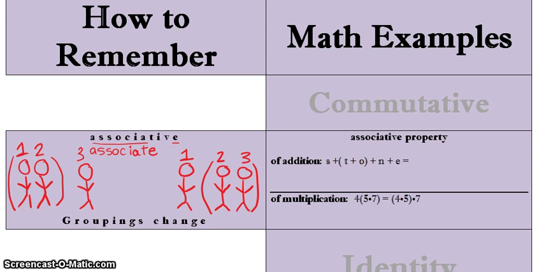Let's look at how this relates to math. The associative property says you can change who's grouped together around addition or around multiplication, and it won't affect your answer. So let's apply the associative property of addition to this. S plus T plus O plus N plus E. Notice right now T and O are grouped together. According to the associative property, the numbers need to stay in the same order, S plus T plus O plus N plus E. But now we need to change who is grouped together.